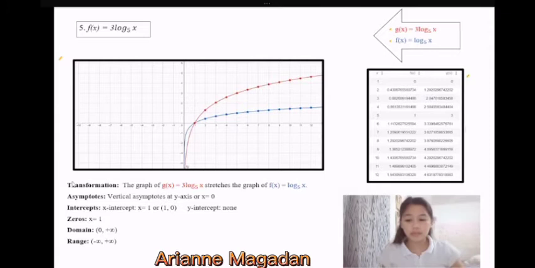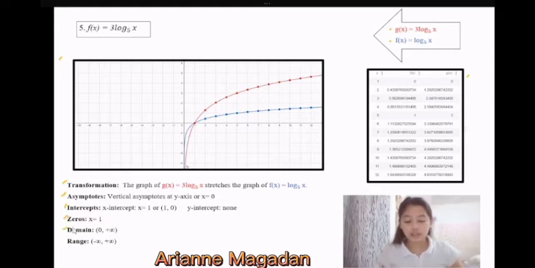To describe the transformation, the graph of g of x equals 3 logarithm base 5 of x stretches the graph of f of x equals logarithm base 5 of x. For our asymptote, it is a vertical asymptote at the y-axis, or x equals 0. For our intercept, our x-intercept is x equals 1, or (1, 0), and we have no y-intercept. For our zeros, the same as the x-intercept, x equals 1.